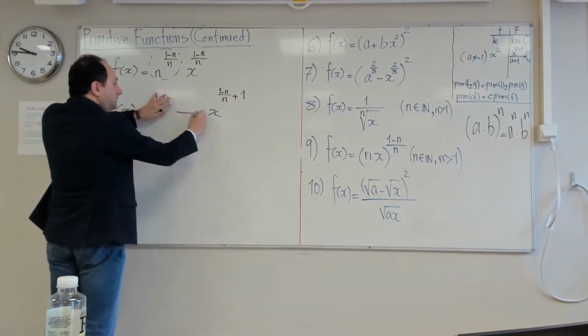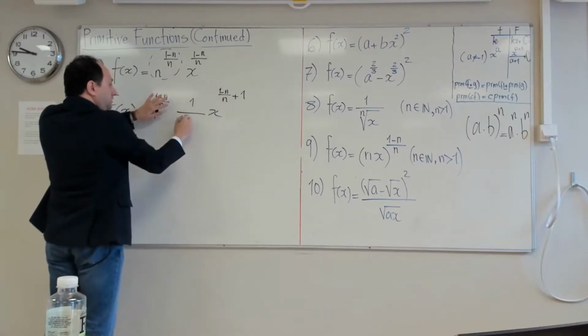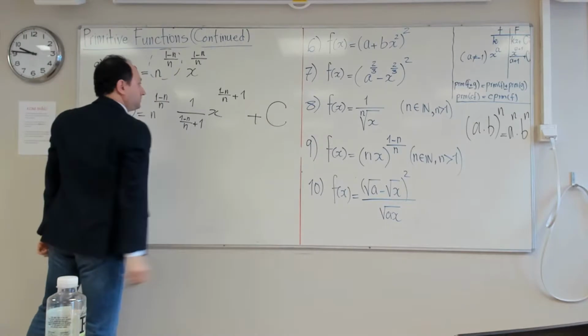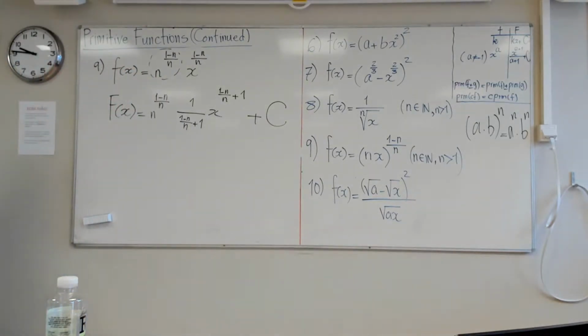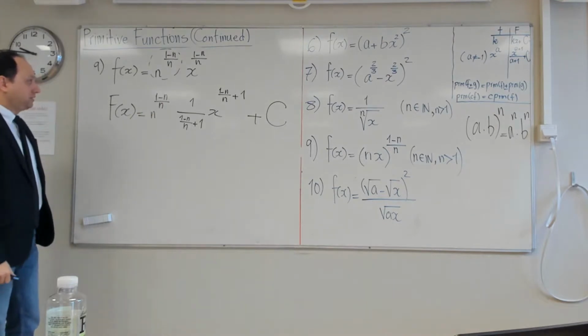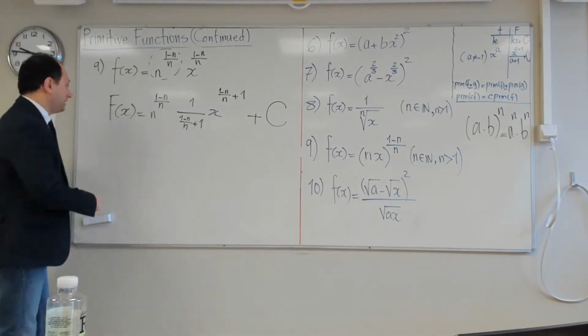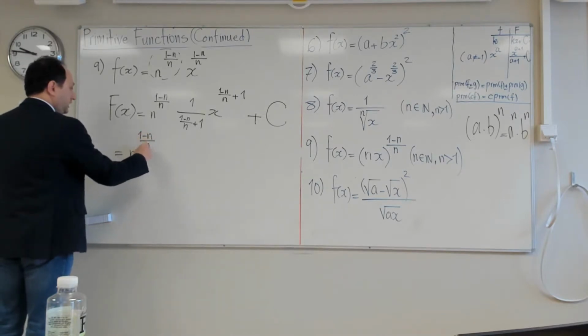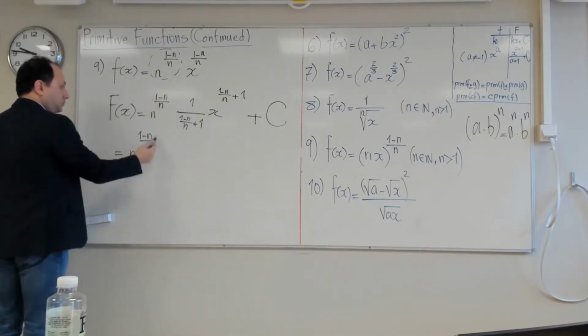And then divided by the same expression, and then a constant at the end. Of course, this is the end, but you know that this is not very beautiful. So let us try to make it more beautiful. So then it becomes n, 1 minus n over n. I just copied and pasted this one.